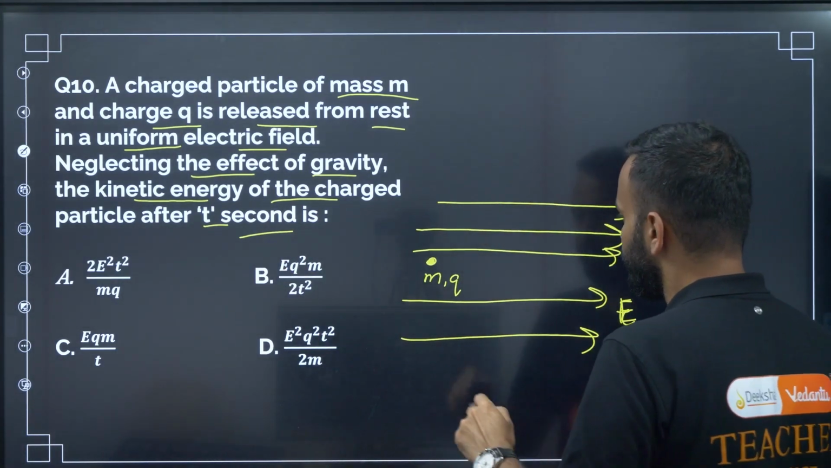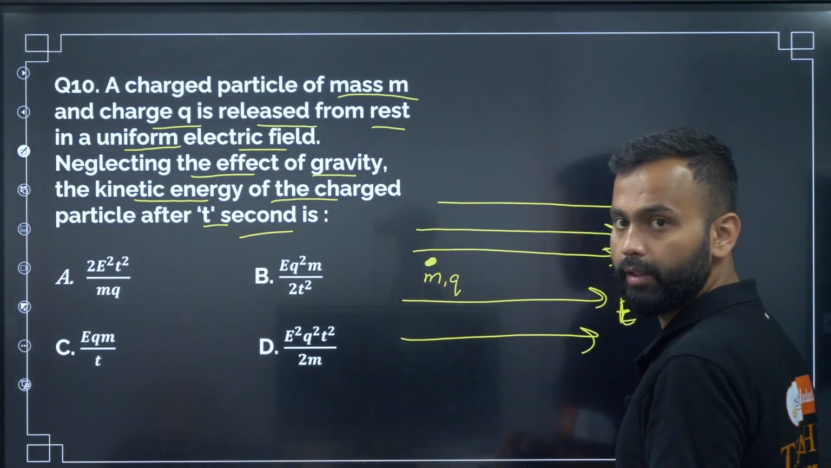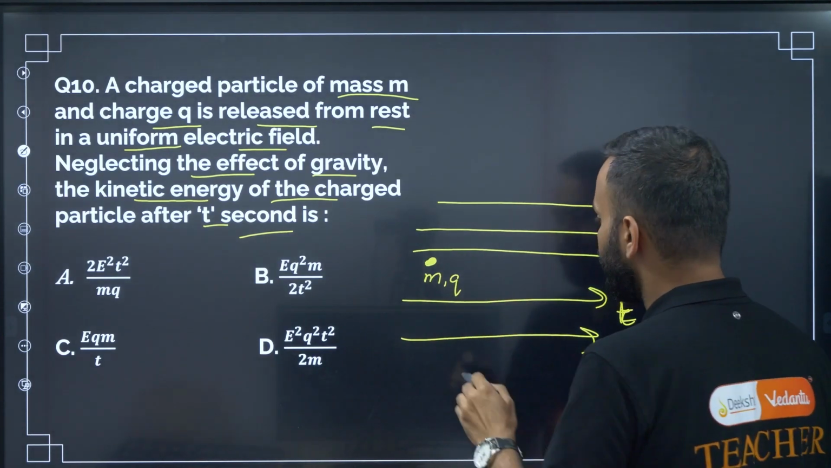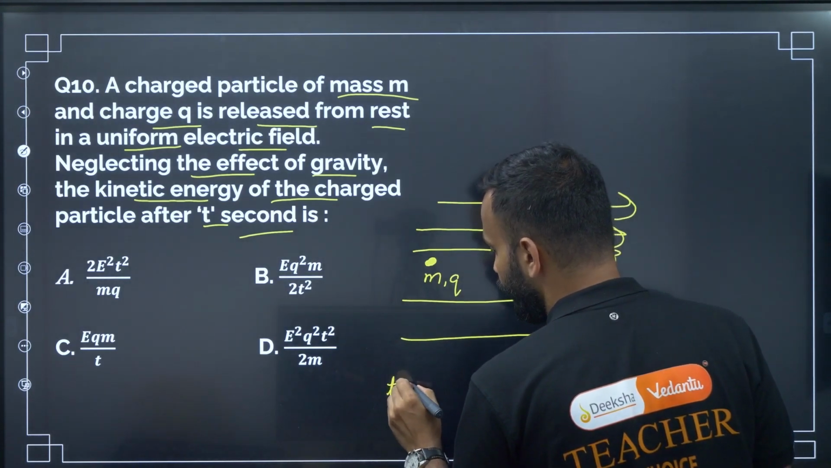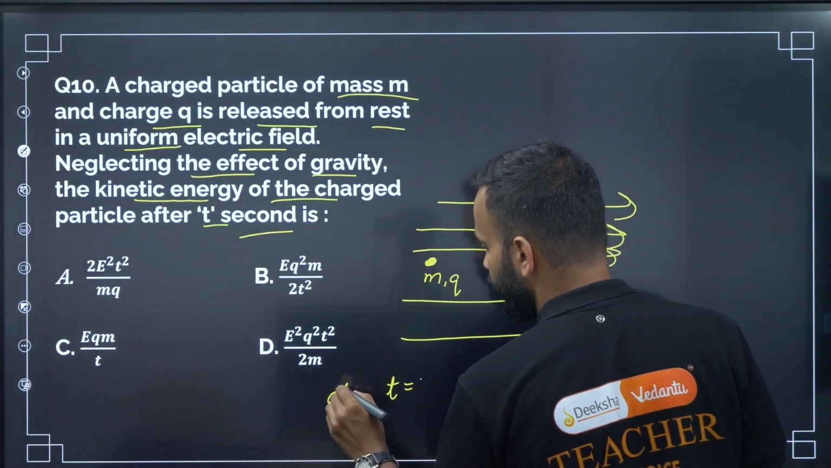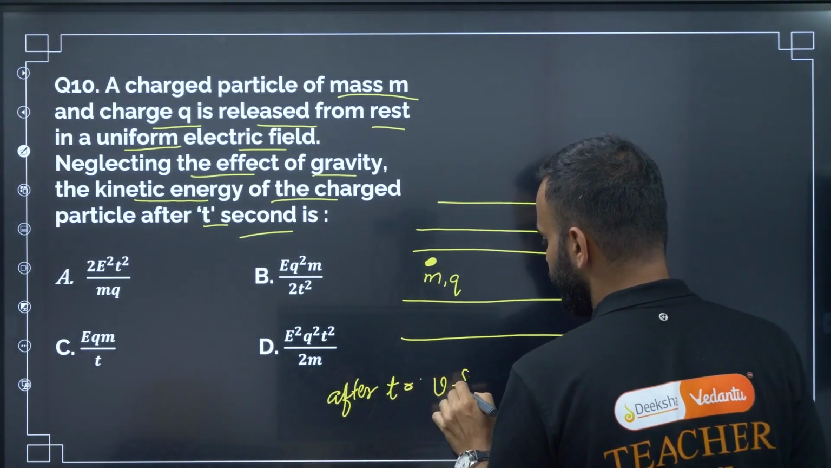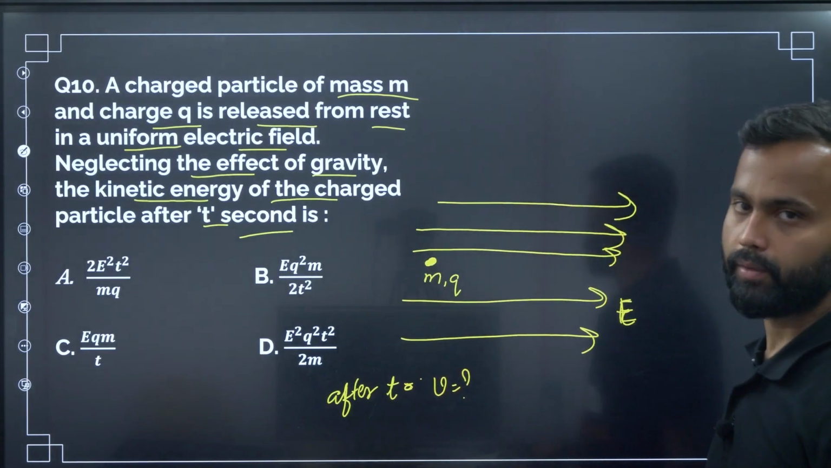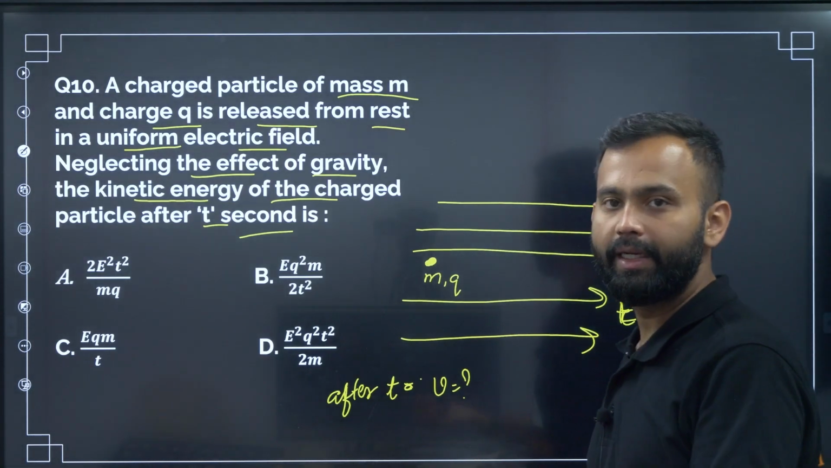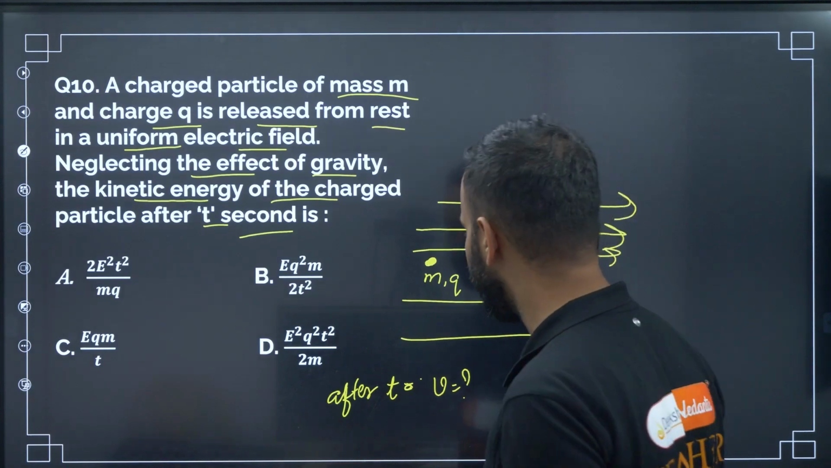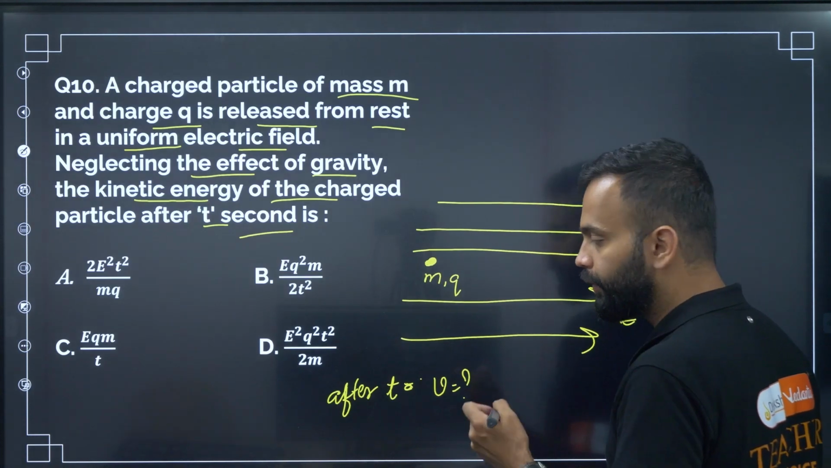Because of this electric field, the charged particle will accelerate, right? So it will get accelerated. Now after time t, what is the velocity of the particle? That one we need to find. If we find the velocity of the particle after time t, then we can easily find the kinetic energy. What is kinetic energy? Half m v square, that's it. So what is the value of v after time t?